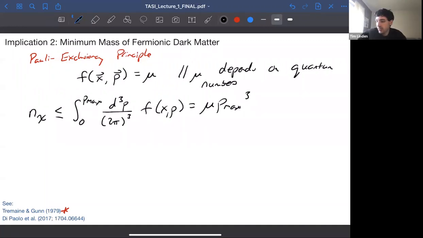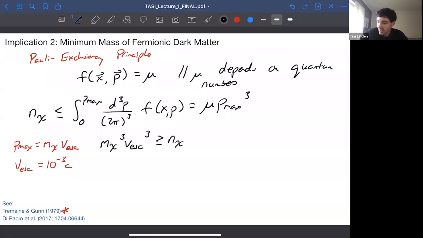But we looked at the galaxy and we know what p max is for the dark matter particles in the galaxy. So p max is equal to m chi times the escape velocity of the dark matter particles in your galaxy. The ones that escaped don't exist anymore or don't help you. So v escape is around 10 to the minus 3 c. To calculate this out, you get m chi to the third power times v escape to the third power, that's your momentum, is greater than or equal to the number of dark matter particles that exist.